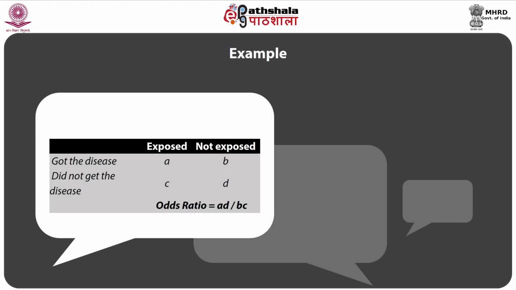Example of odds ratio is calculated as: got the disease, did not get the disease, exposed, non-exposed. The cells are given as A, B, C, D. Odds ratio equals AD by BC.